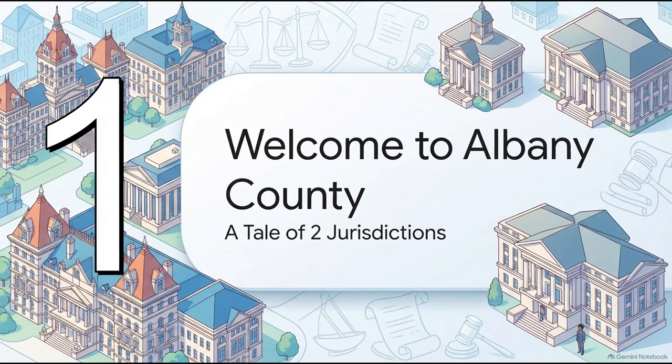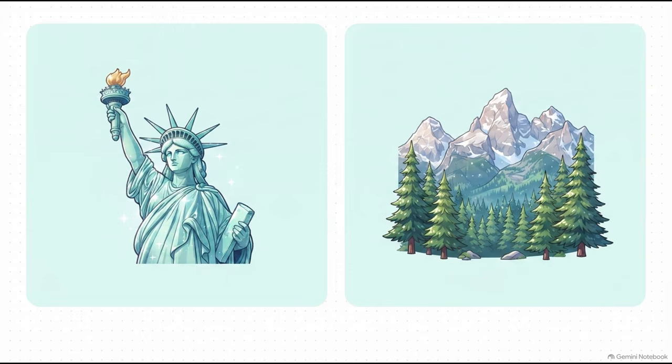Section 1. Welcome to Albany County, a tale of two jurisdictions. Now, what's really interesting about this slide is that before you even type a single name into a search bar, you have to clear a major hurdle. You have to make sure you're looking in the right state. You would be amazed by how much beginner frustration comes from confusing Albany County, New York, which is in the 3rd Judicial District, with Albany County, Wyoming, located in the 2nd Judicial District. While they share a name, they operate under completely separate constitutional and statutory frameworks. You have to know exactly which one you need.